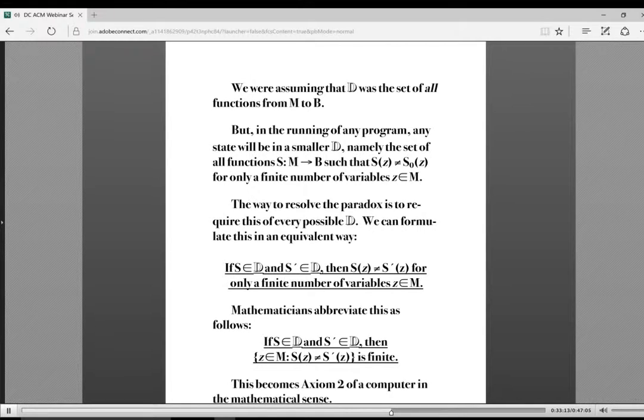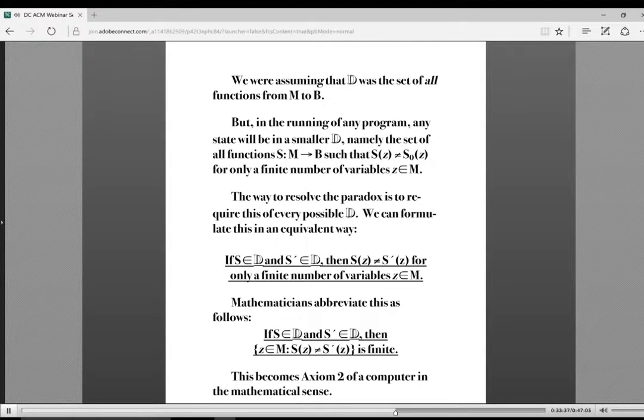We can formulate this in an equivalent way. If S and S prime are in D, then S of Z is unequal to S prime of Z for only a finite number of variables Z in M. Mathematicians abbreviate this as follows. If S and S prime are in D, then the set of all Z in M such that S of Z is unequal to S prime of Z is a finite set. This becomes axiom 2 of a computer in the mathematical sense.